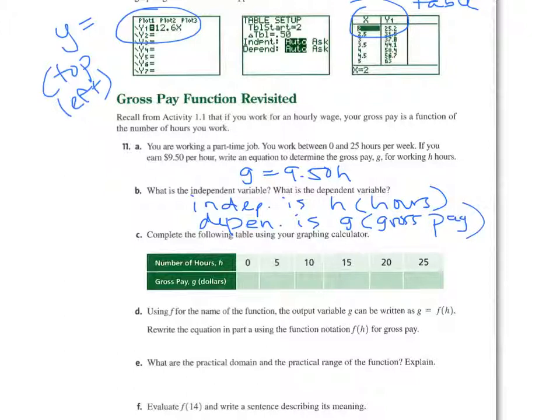Okay, so we'd already filled out this table, I think, last time, but for each one, if I work 0 hours, that's how much I get paid. $47.50, $95. These boxes are a little too small when you're using a stylus. Okay, $190 and $237.50. Okay, so now we want to just rewrite it in terms of function notation. So same thing, they're telling us to use f of h. So after the equal sign is exactly the same thing.